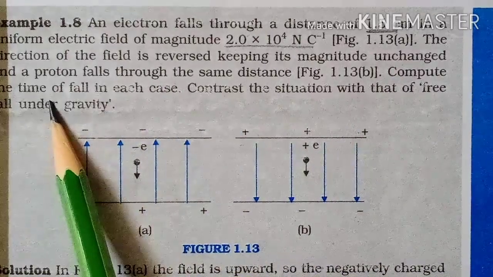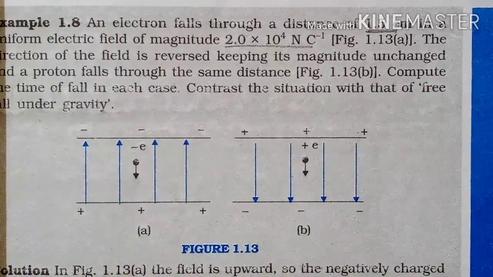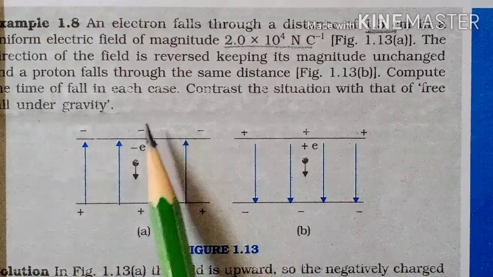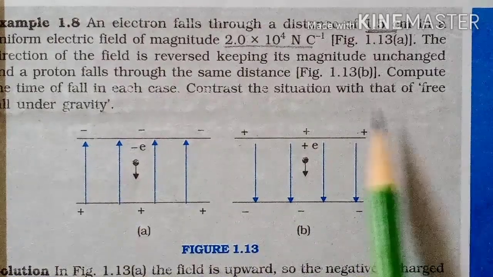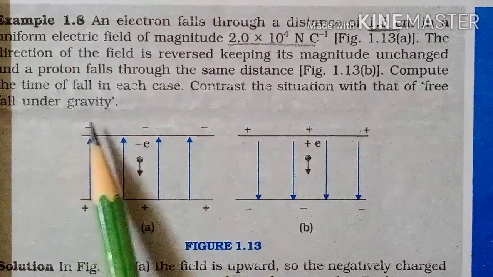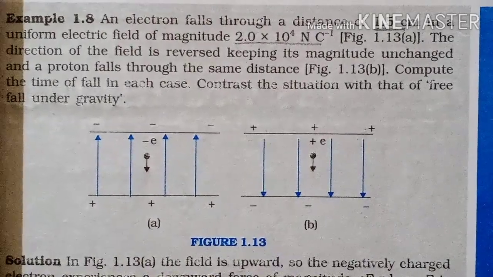Compute the time of fall in each case. We have to find time of fall for both the particles, electron and proton. Contrast the situation with that of free fall under gravity. Okay, let us see the solution.